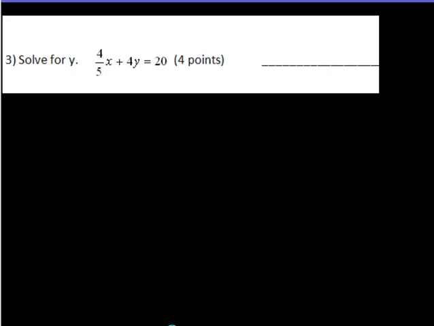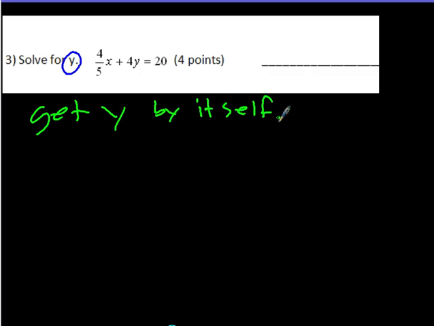Question 3. Solve for y. That means I have to get y by itself, right? Let's see if we can spell. It means I have to undo everything that's being done to y. I think about it as unwrapping the gift or the package.